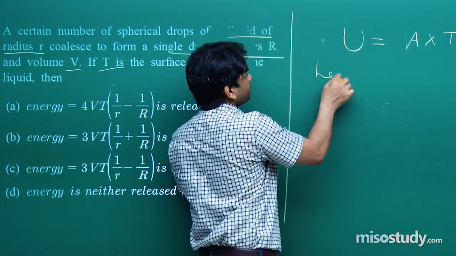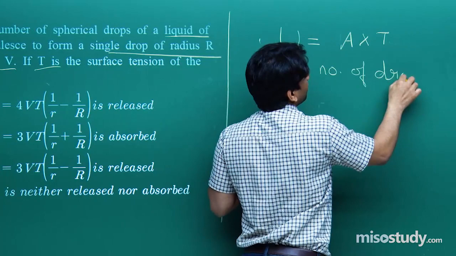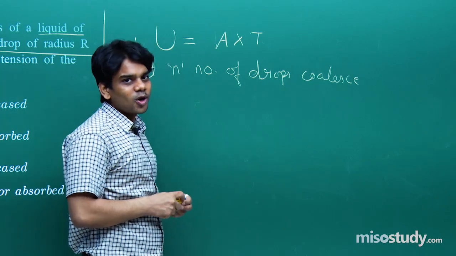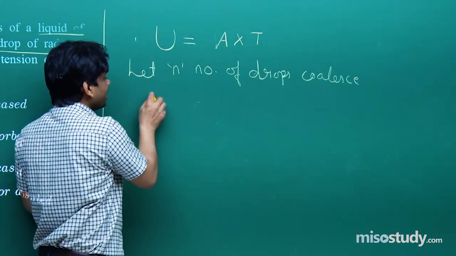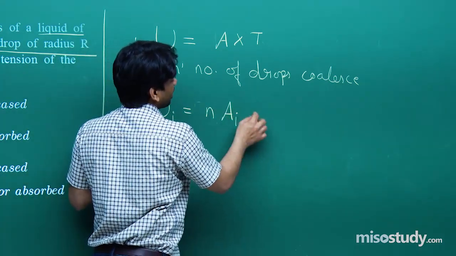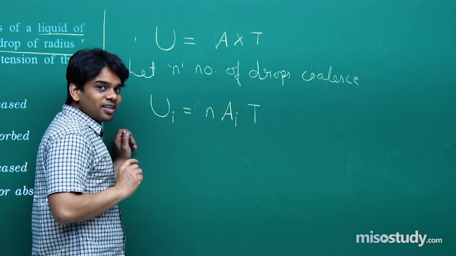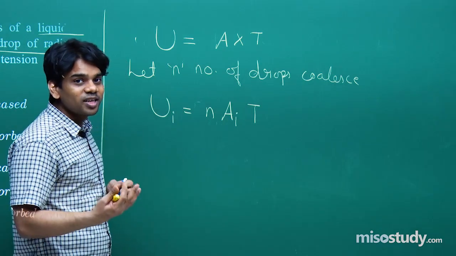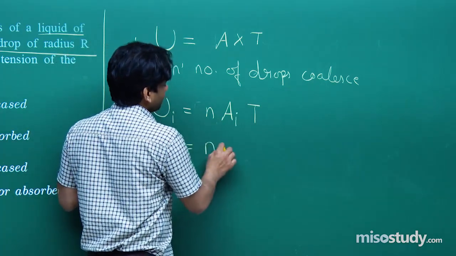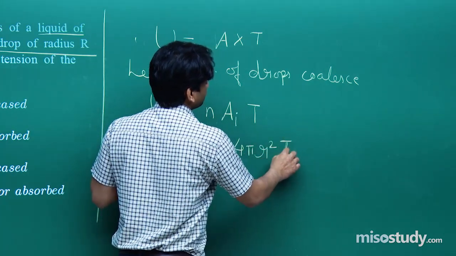Let us say n number of drops coalesce to form one larger drop of radius capital R and volume V. So initial surface energy will be given as N into initial surface area, let's say A_i, multiplied with T. The initial small drops have radius small r, and the larger drop which they make after coalescing has radius capital R. So we can write this as N into the initial area, 4 pi r square, multiplied with T.